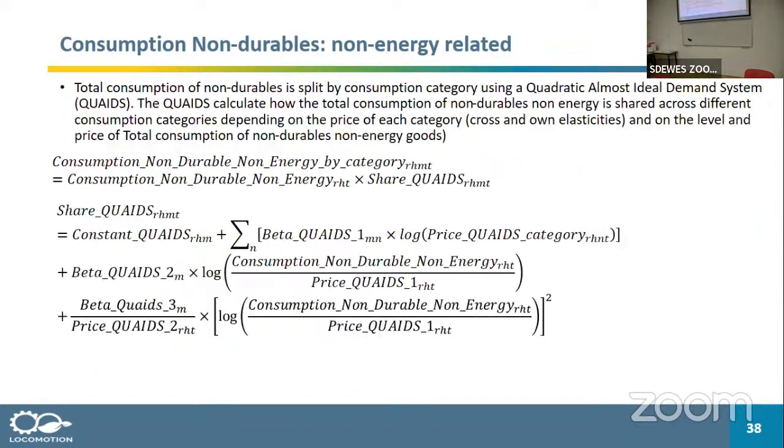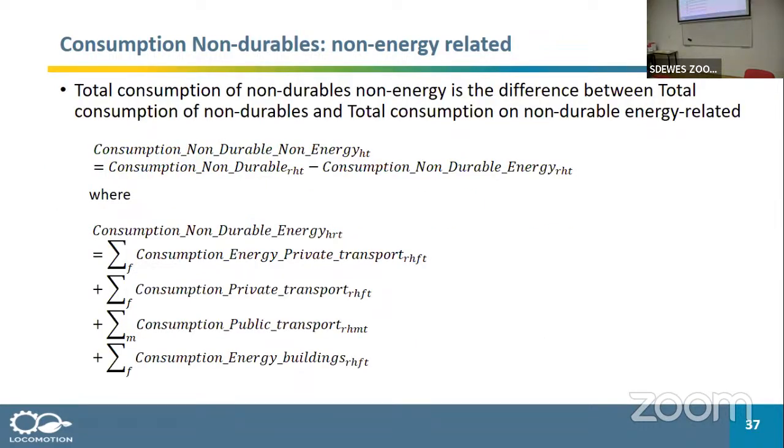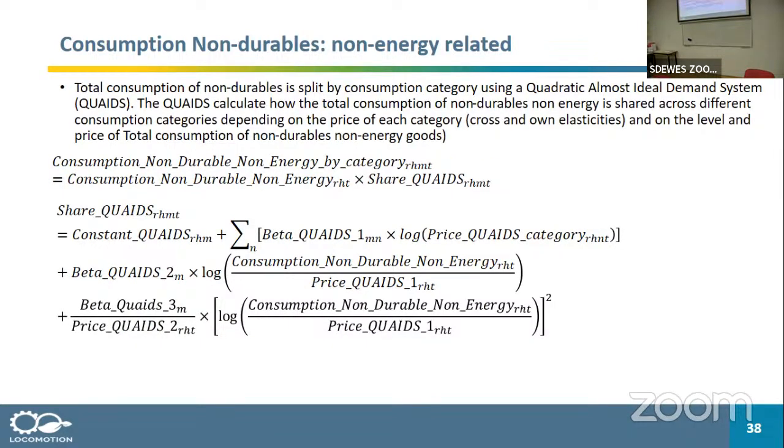So this is what we have. Now the next step is to split this. Remember that we have calculated the part that is missing, the total consumption of non-durable, non-energy. The next step is to split this into the 6 categories. To do that, we use a quadratic almost ideal demand system that Manuel has estimated.